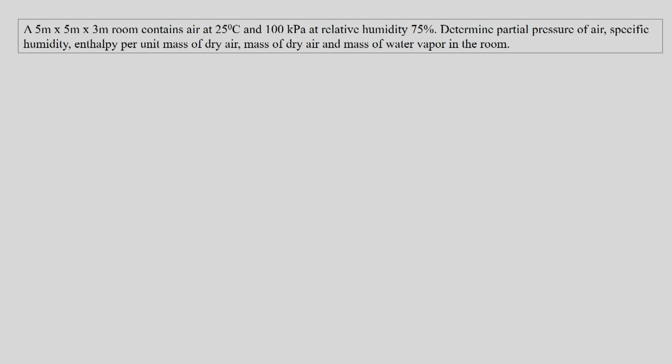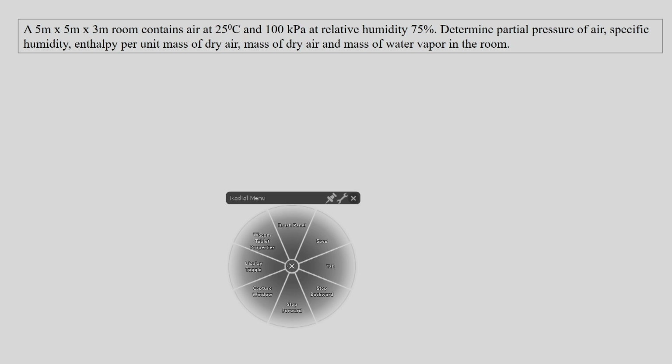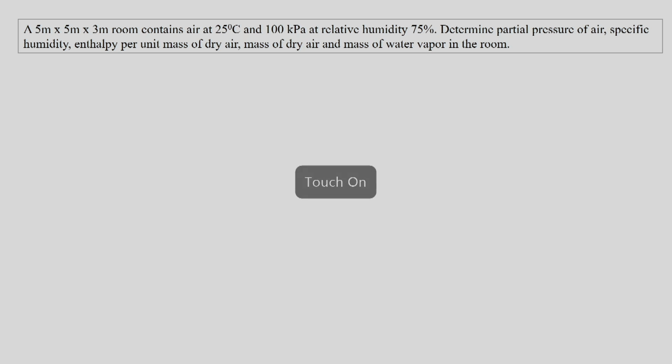Now, we will solve some examples on this concept. So, here first example says that a 5 meter by 5 meter by 3 meter room contains air at 25 degrees Celsius and 100 kPa at relative humidity of 75%. Determine partial pressure of air, specific humidity, enthalpy per unit mass of dry air, and mass of dry air and mass of water vapor. So, these things are to be evaluated. So, for these things let us make use of steam table for evaluation of these things.